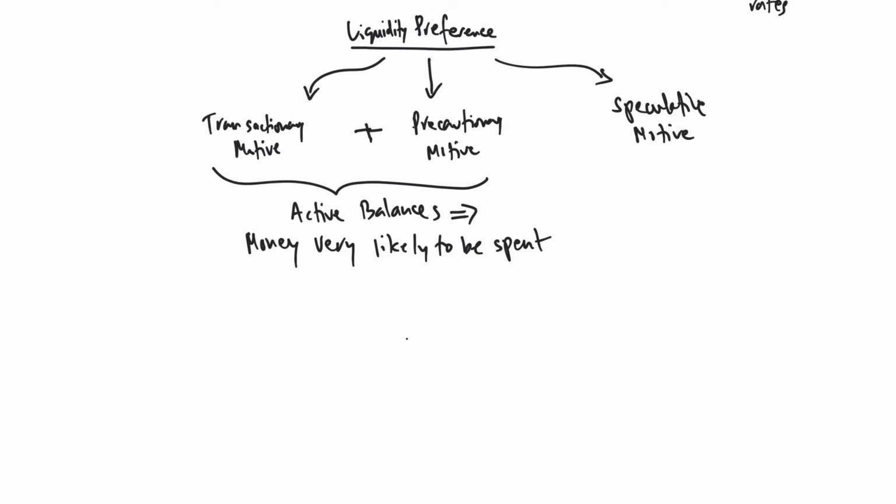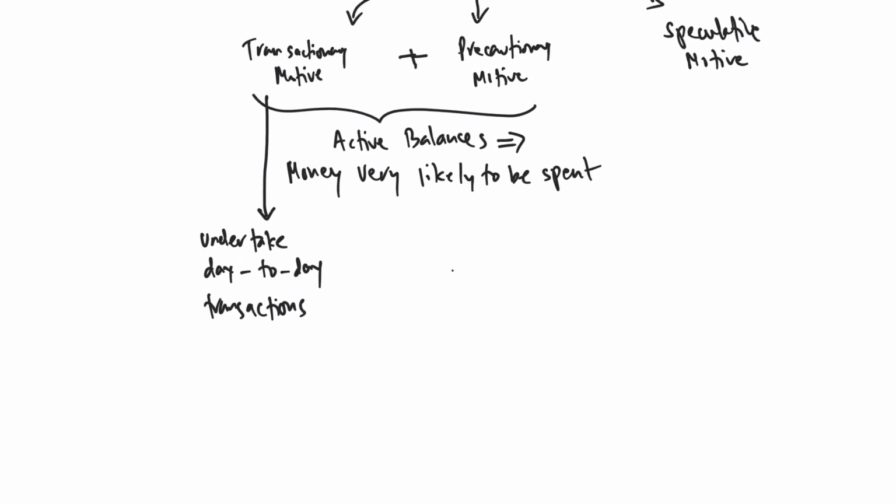So first let's look at the transactionary motive. The transactionary motive is basically that you are holding money to undertake day-to-day transactions, like buying your groceries, buying goods and services, buying petrol or gas for your car, and so on and so forth. So this is money which you are keeping in your hand for day-to-day transactions. And we believe that this transaction motive can change because of two factors that are driving forces for it. The first one is what we call nominal GDP.